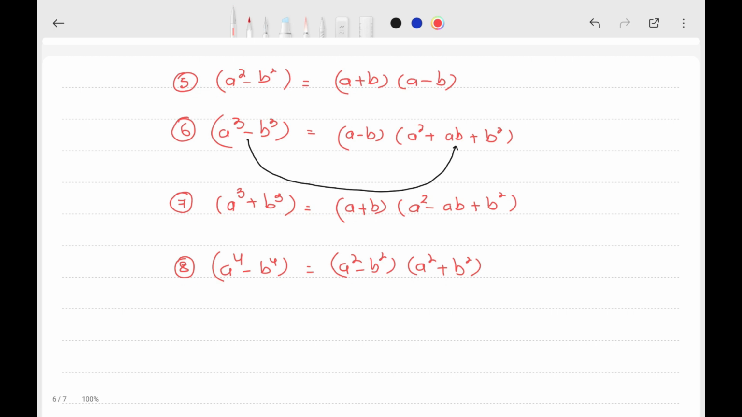a cube minus b cube is equal to (a minus b) into (a square plus ab plus b square). a cube plus b cube is equal to (a plus b) into (a square minus ab plus b square). a to the power of 4 minus b to the power of 4 is equal to (a square minus b square) into (a square plus b square).